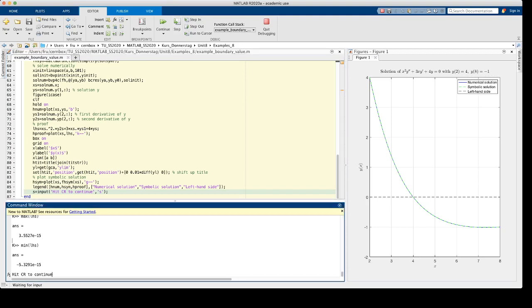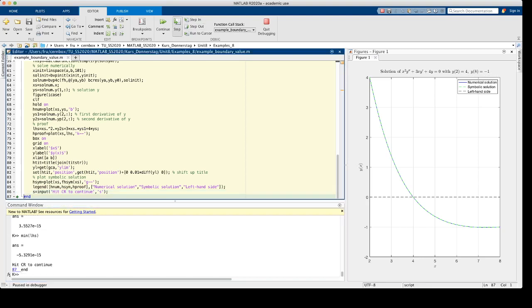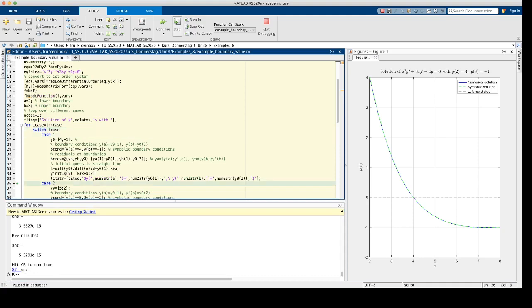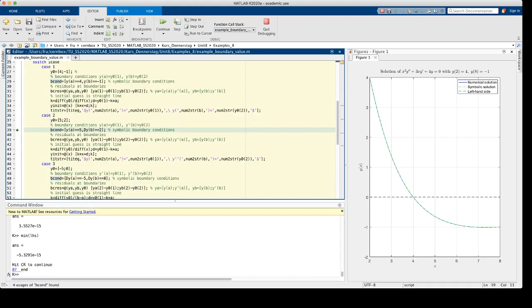Now let's look at the other types of boundary conditions. In the second case, we have the following condition. The value at the lower boundary should be 5, and the derivative at the upper boundary should be 2. So in symbolical form, this reads like this: y of a equals 5 and dy of b equals 2. What does it look like in the function handle bcres?